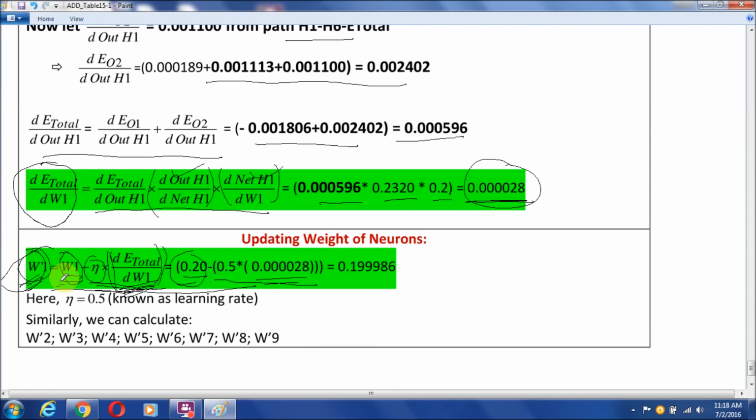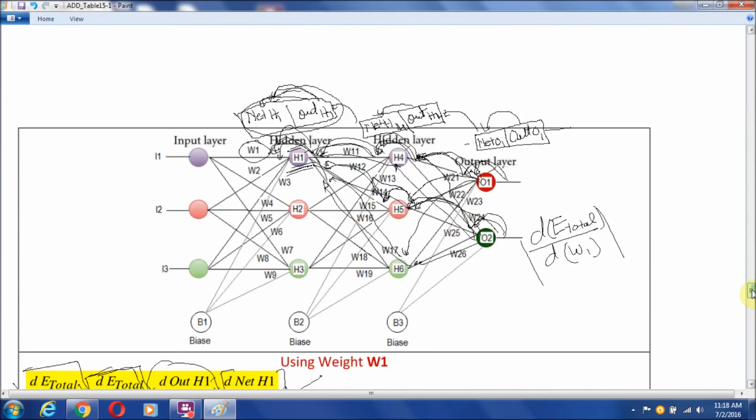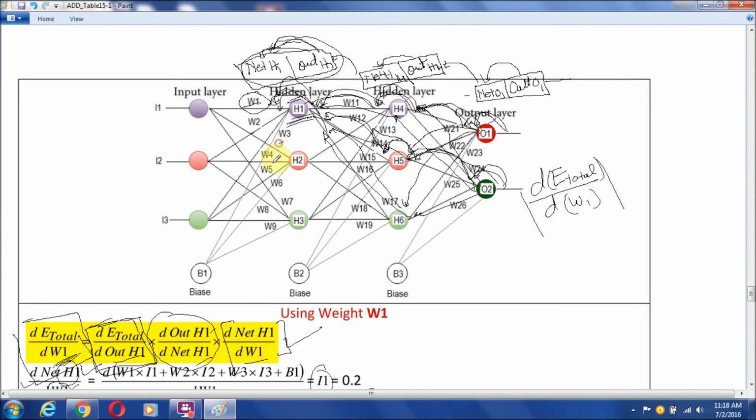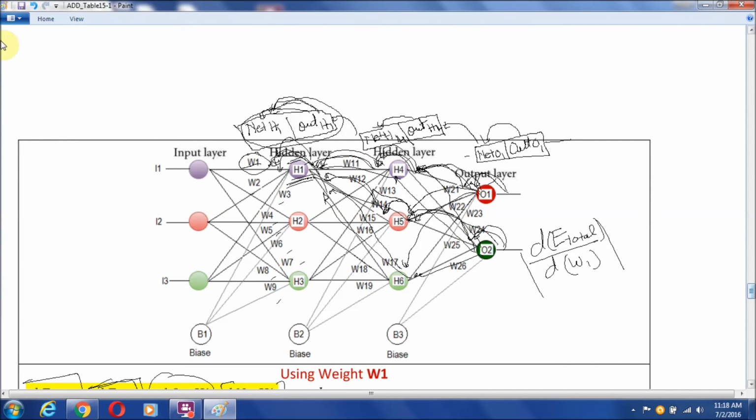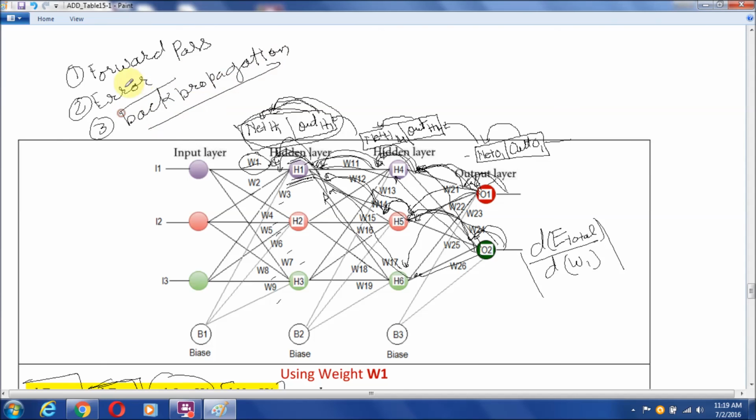By using the same way, we can update the weights W1, W2, W3, W4, W5, 6, 7, 8, 9. So this is the process. This is the first stage, using the combination of three algorithms. First is forward pass, second is error calculation, and third is back propagation. We apply the sequence of all three algorithms and update the weights, and we continue until we get optimum weights for all the nodes, optimum weights for all the weights W1, W2, etc. for each of the layers. And this is our final training of a deep neural network.